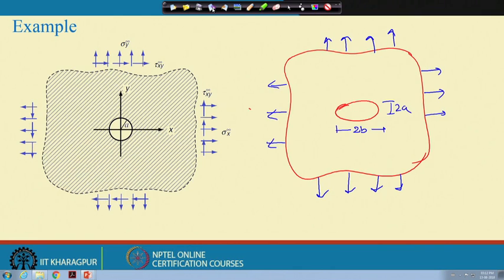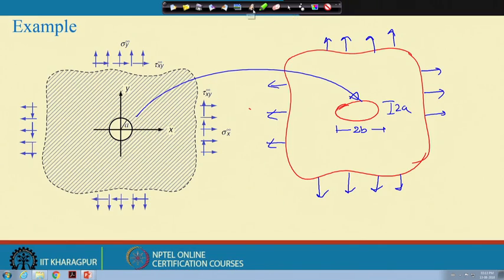So next class will be complex variable solution of elasticity problems using conformal mapping. It will be tedious to apply the boundary conditions here directly, but we define a map from this circle to this ellipse, and that map will be the conformal map that we discussed in one of the classes this week. We use that map to get the solution. So next class will be the solution of boundary value problems in elasticity using conformal mapping.